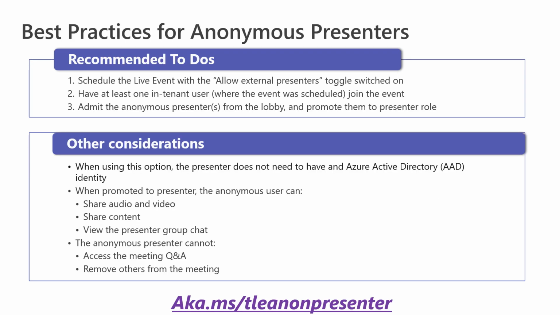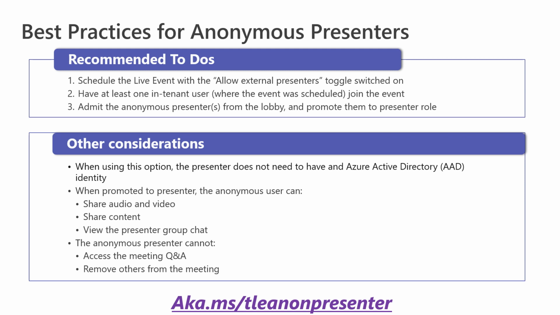The simplest approach for allowing presenters access to your live event if they don't have a Teams account is to support the anonymous presenter role. We do this by scheduling the live event and toggling a switch that reads allow external presenters. By toggling this switch, it will activate the ability to permit external anonymous folks to join my live event as a presenter. Now, in order to properly facilitate this, I have to have at least one in-tenant user, someone in the tenant where the event was scheduled, actually join the event. Because as you can imagine, if it's an anonymous presenter, we wouldn't actually know who they are just by looking at their name. So we need to vet them.